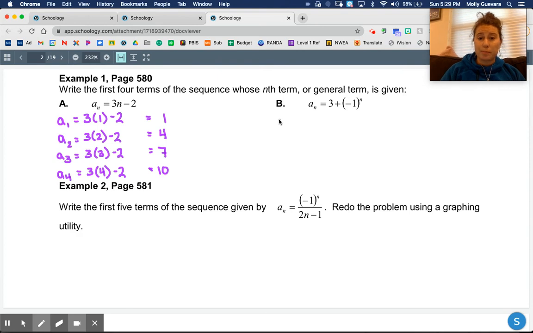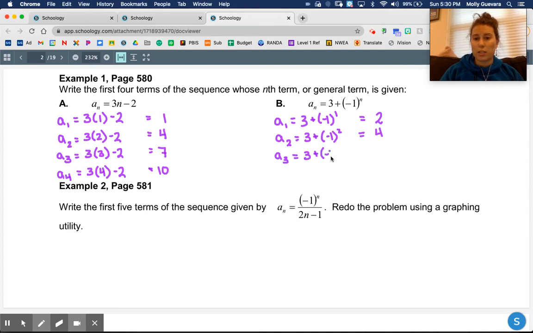Same thing for B. My first term is 3 plus negative 1 to the 1. Well, negative 1 to the 1 is negative 1, so 3 plus negative 1 is 2. My second term is going to be 3 plus negative 1 squared. Negative 1 squared is positive 1, so 3 plus 1 is 4. Then my third term is going to be 3 plus negative 1 to the third. Well, negative 1 to the third is negative 1, so 3 plus negative 1 is 2 again.